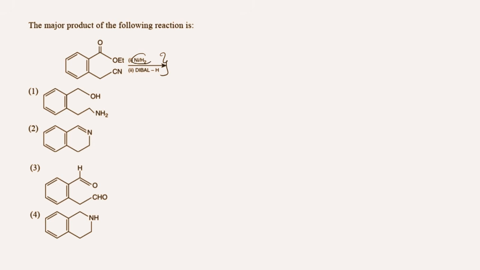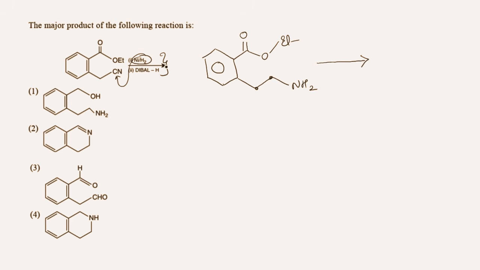First, the nickel and hydrogen will reduce the carbon nitrogen triple bond and it will not reduce the ester. You should know that. So the ester remains as it is, like this COOEt. What about the nitrile? It will get reduced to CH2NH2. The triple bond is going to get reduced. So this will be the first reduction reaction.